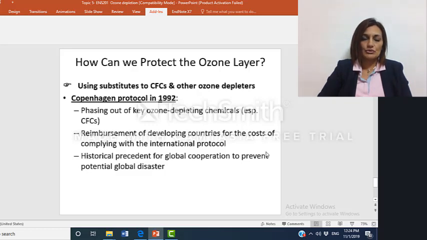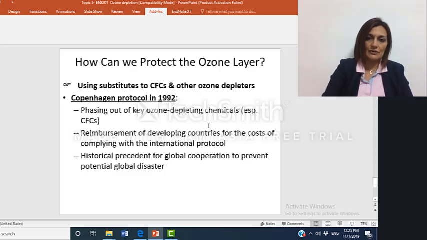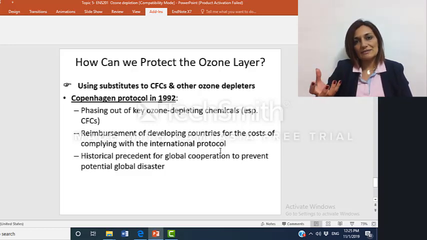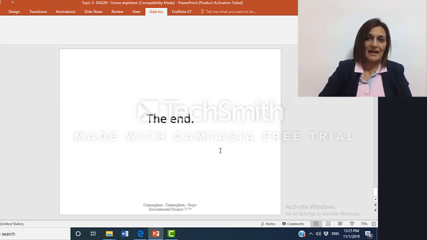How can we protect the ozone layer? Certain summits are being held annually in order to reimburse developing countries for the cost of complying with the international protocol. So if they replace the cheap products by more expensive products, these can be reimbursed by developed countries. And there is global cooperation to prevent the potential global disaster. That's it. It's quite easy.